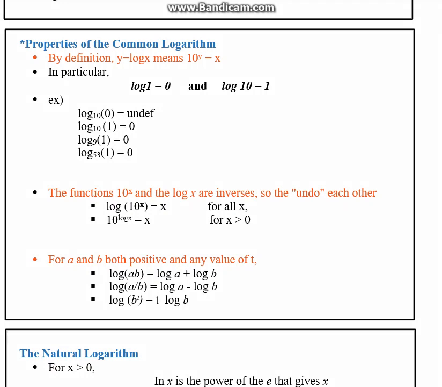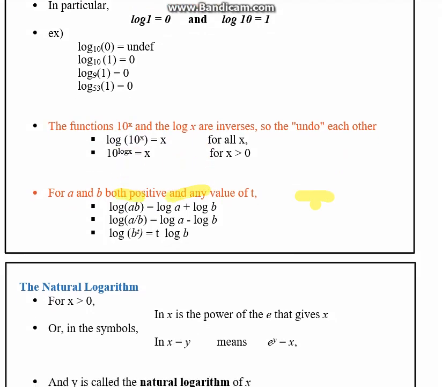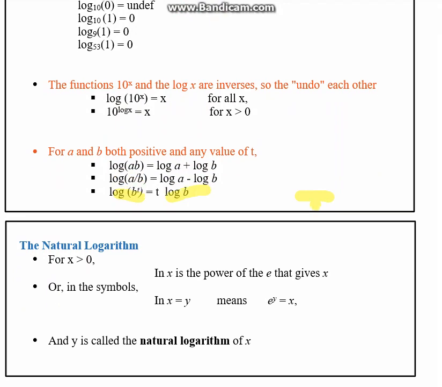And then also, again, moving on, the functions 10 to the x and log x are inverses, so they undo each other. Well, that's something we all know. Since they're inverses, they're obviously going to undo each other. So if we look at examples, log 10 to the x equals x for all x, then those are all going to be right. And for a and b, both positive, and any value of t, these are the properties of log, which is very important.